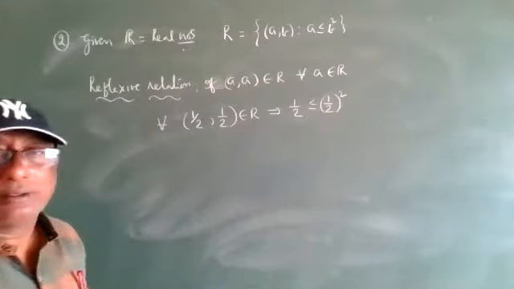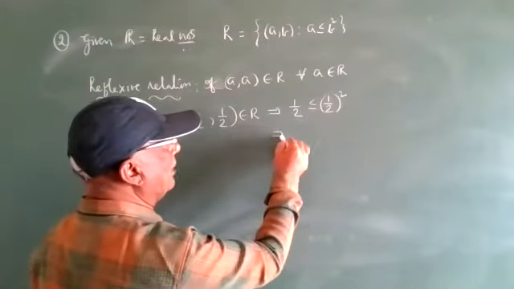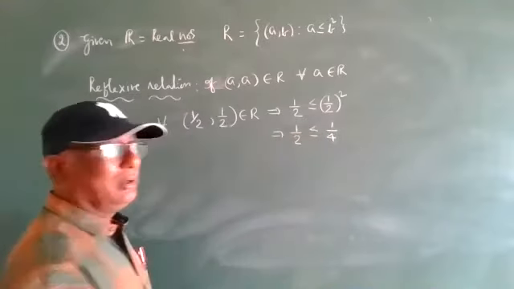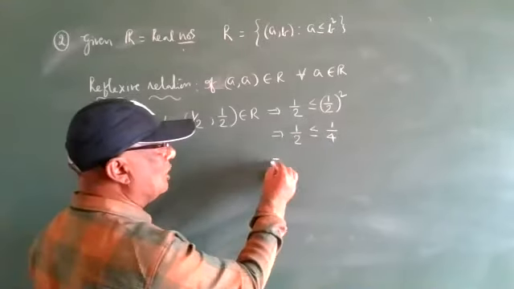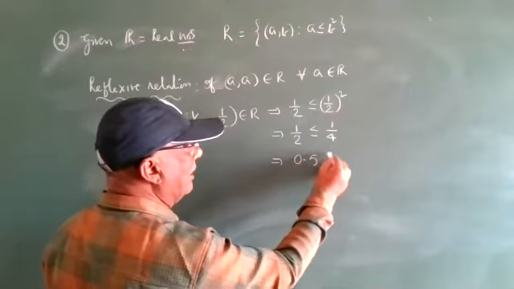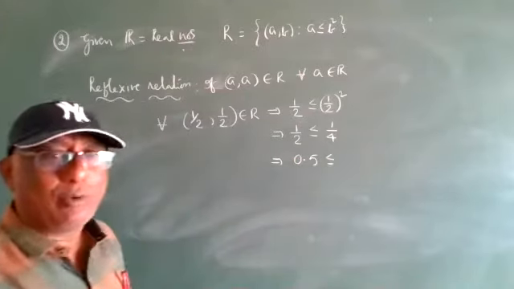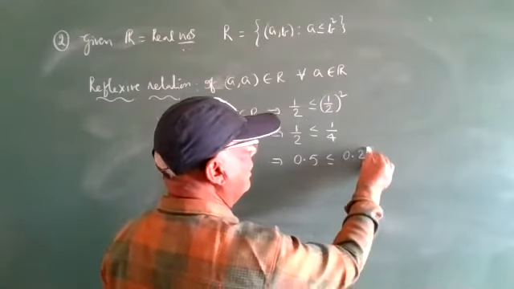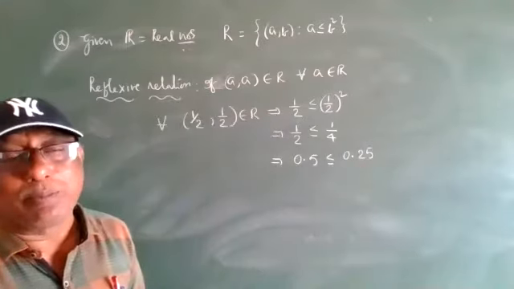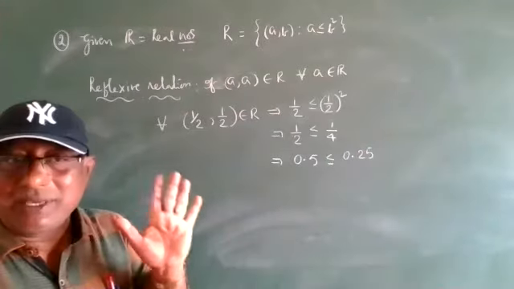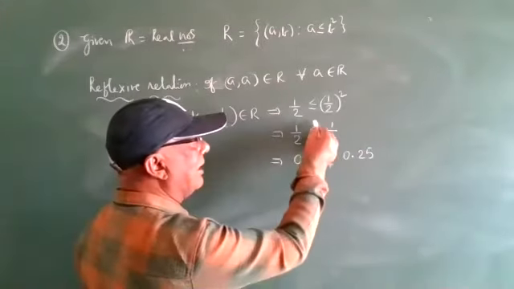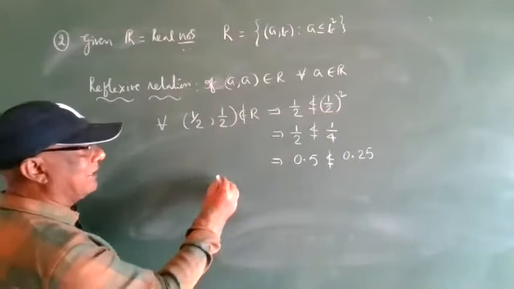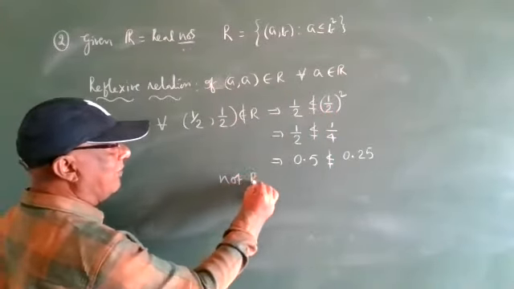1 by 2 square, so 1 by 2 less than or equal to 1 by 4. 1 by 2 value is 0.5, less than or equal to 1 by 4 value, which is 0.25. 0.5 is greater. So not equal, automatically not reflexive.